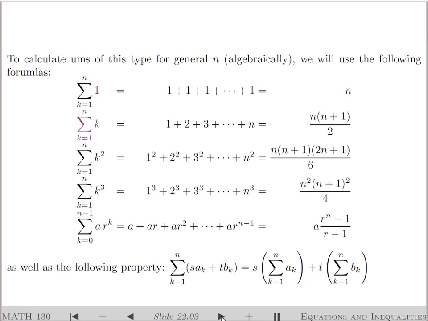The sum of natural numbers from 1 to n is n times n plus 1 over 2. The squares have sum n times n plus 1 times 2n plus 1 over 6, and so on. There are other formulas, and then there's a formula for the so-called geometric series, which we won't really use. There is one more property of sums that's quite important.